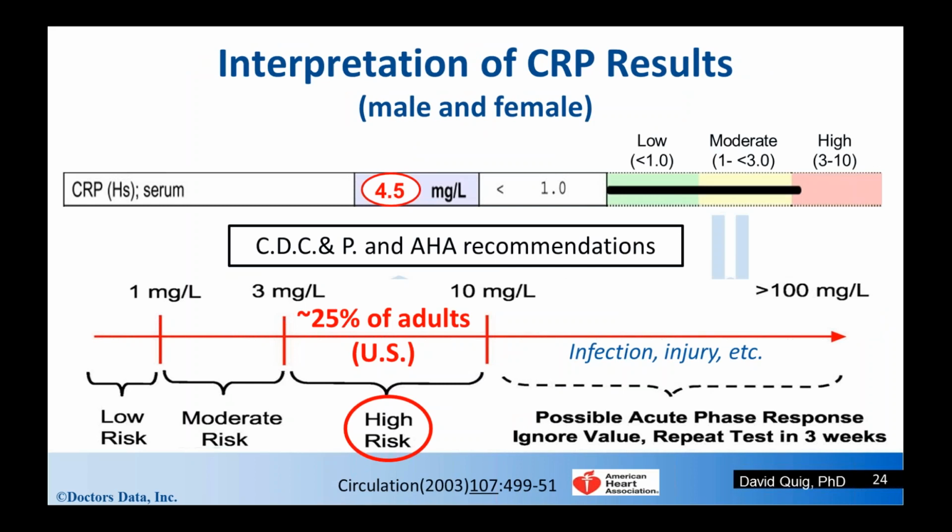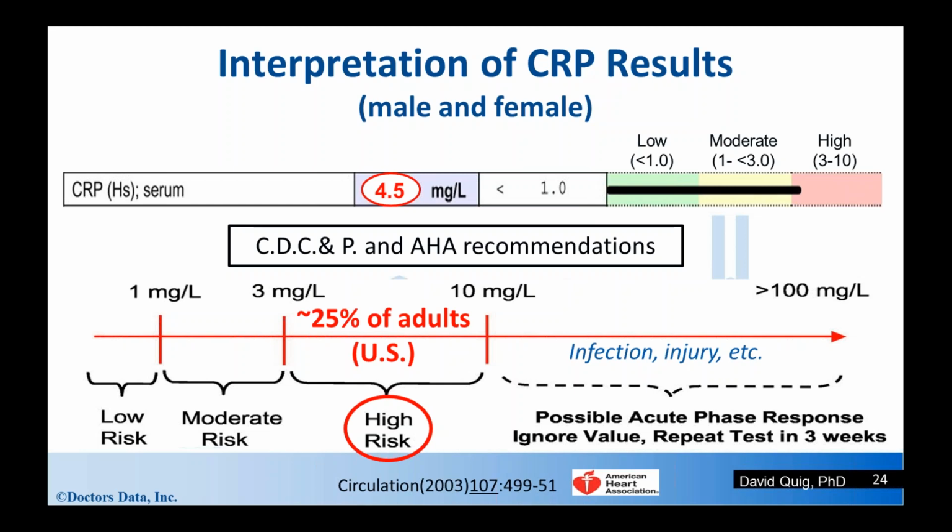And according to the Centers for Disease Control and Prevention and the American Heart Association, we like to see CRP below 1. It's associated with moderate risk between 1 and 3. And unfortunately, 25% of adults in our U.S. population are at high risk with respect to CRP.